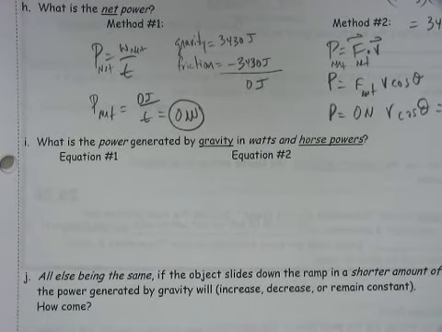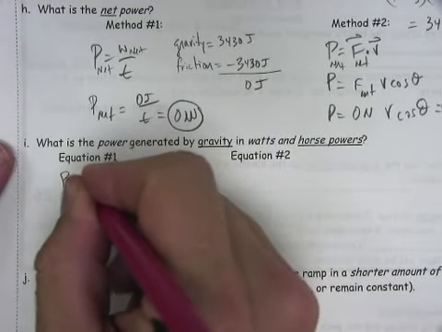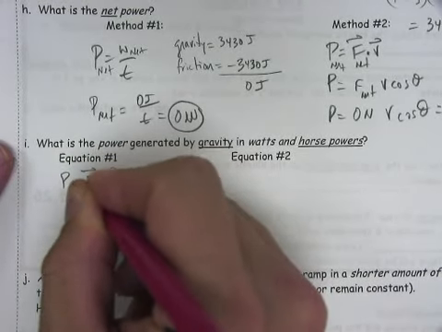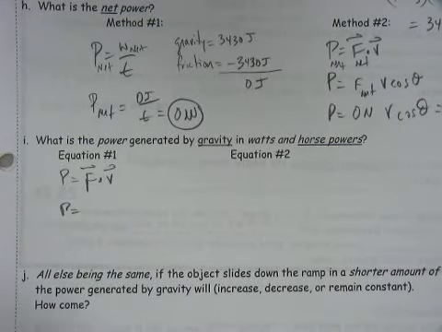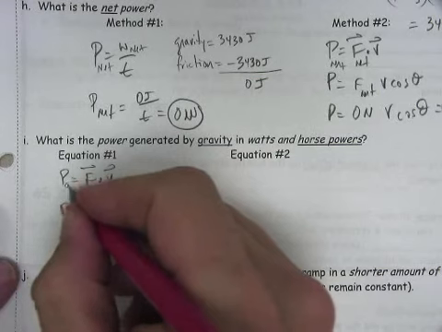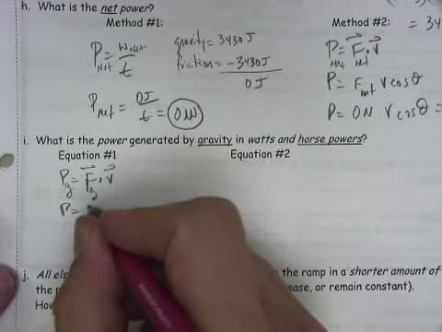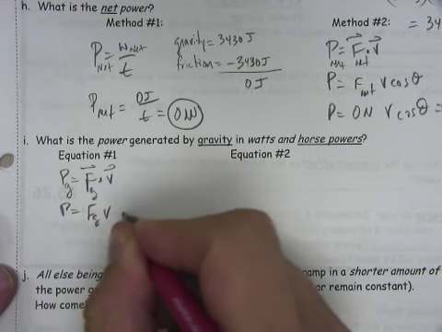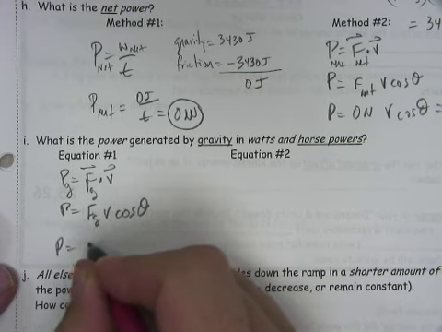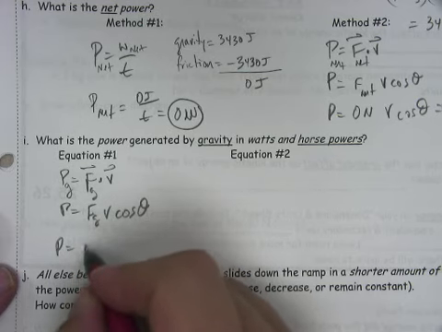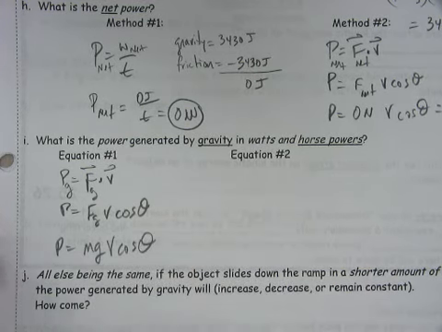All right, so let's go ahead and use two methods, two equations. We'll do the first one kind of the long way, but you need to see it done. So power is force dot V. Since we want gravity, we need to put the force of gravity in there. So this is going to be force of gravity V cosine theta. That's weight, and weight is really mg V cosine theta.